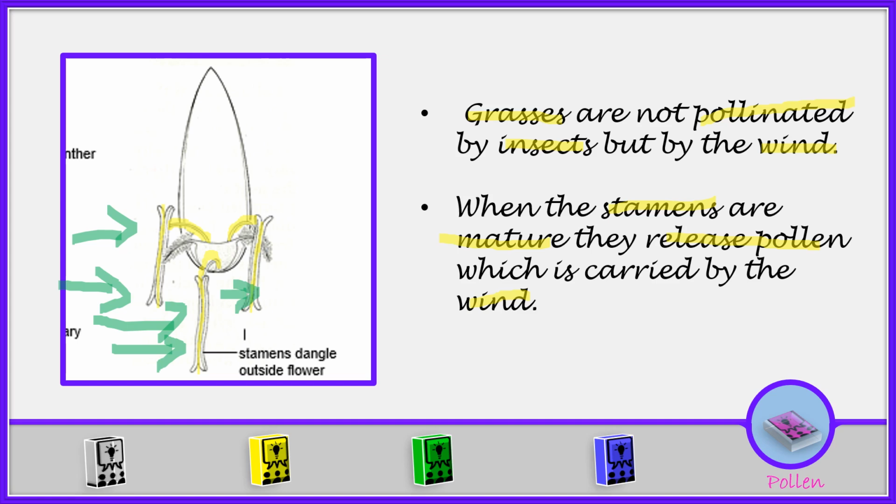And when it blows, that pollen is going to be carried away in the wind, and it will go to another flower to pollinate that flower. So the pollination is by wind. Wind takes them away and carries them away to pollinate other flowers.